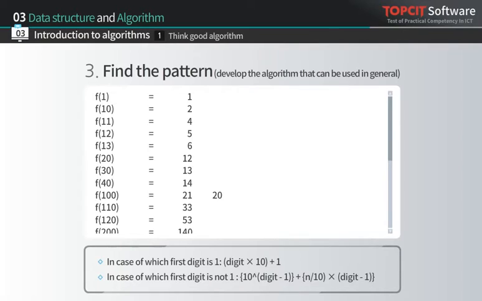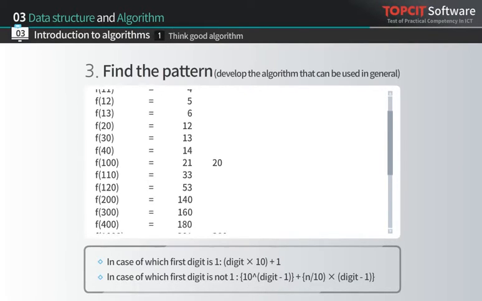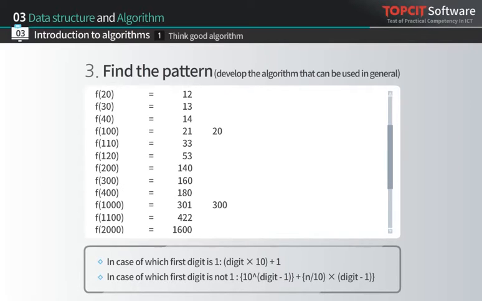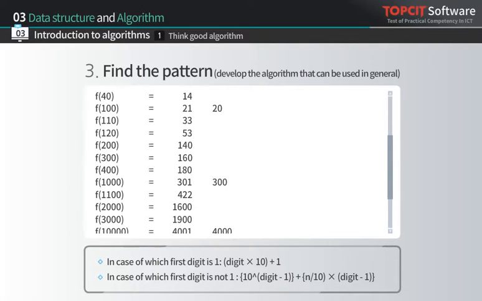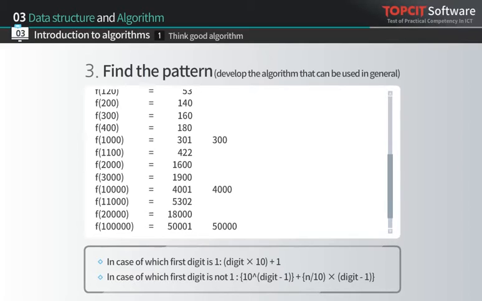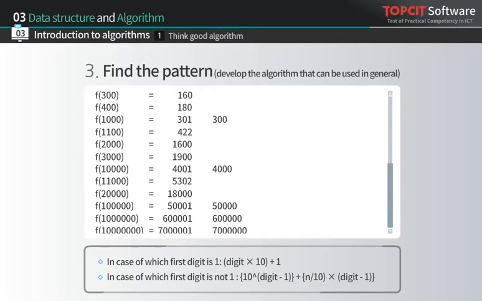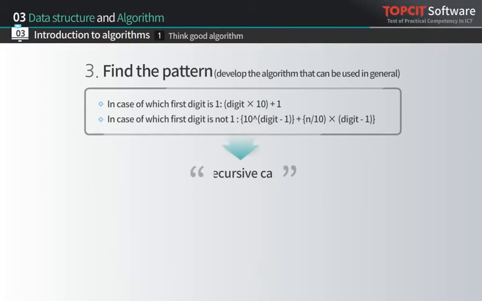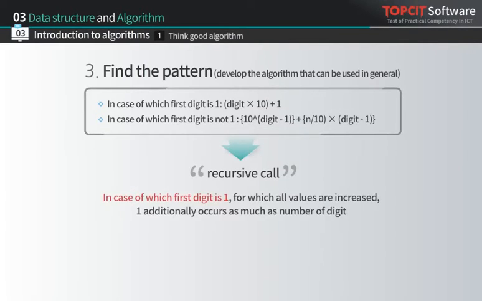If the first digit is 1, the number of digits is multiplied by 10 plus 1. If the first digit is not 1, it is 10 to the power of (number of digits minus 1), plus n, divided by 10, multiplied by the number of digits minus 1. Finally, a certain pattern comes out. We do a recursive call to this pattern. However, this is not yet finished.